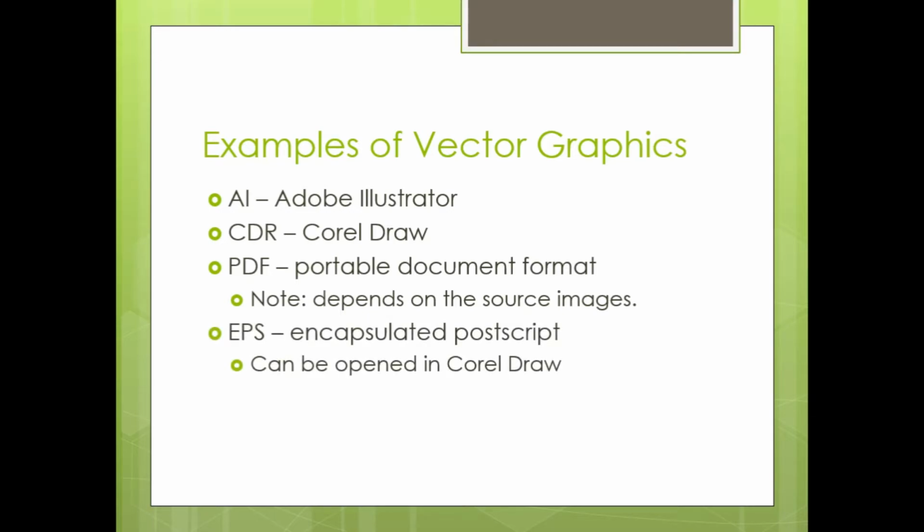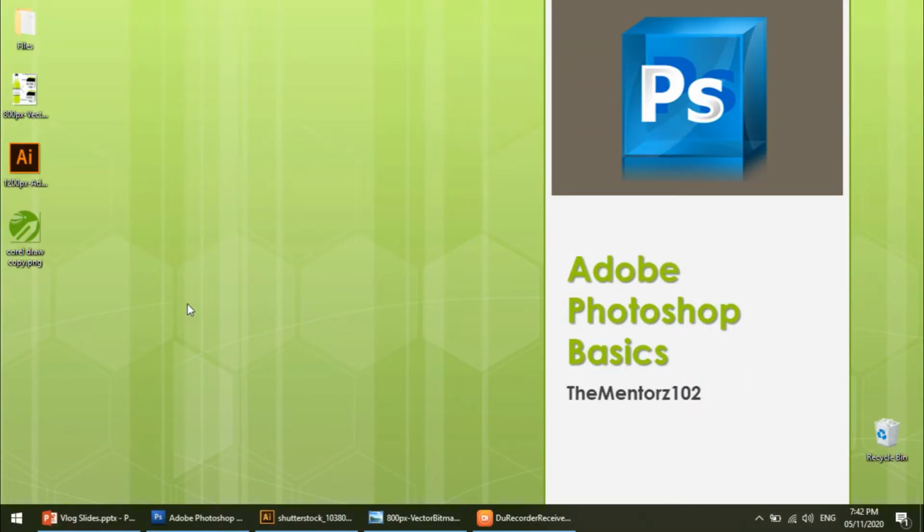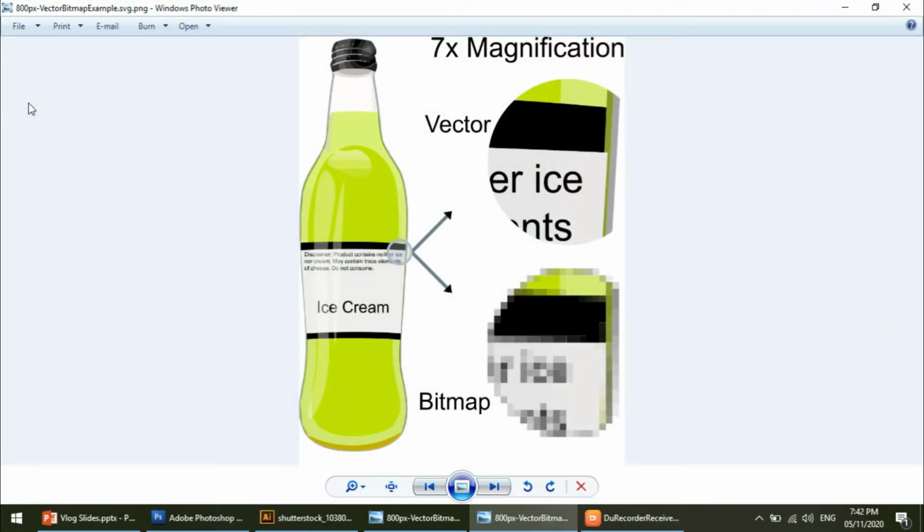Next, we have the EPS or Encapsulated Postscript. So, pwede siyang ma-open sa CorelDRAW. Next is SVG or Scalable Vector Graphics. Okay, so ipapakita ko sa inyo yung kanyang comparison para mas lalo nyo maintindihan. Ano bang kaibahan ng vector at saka raster graphics?